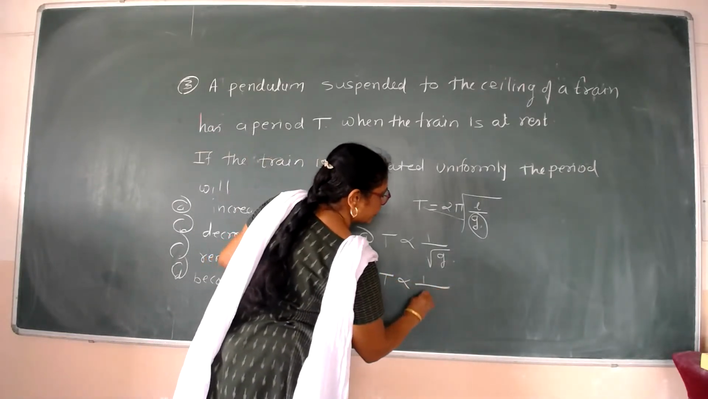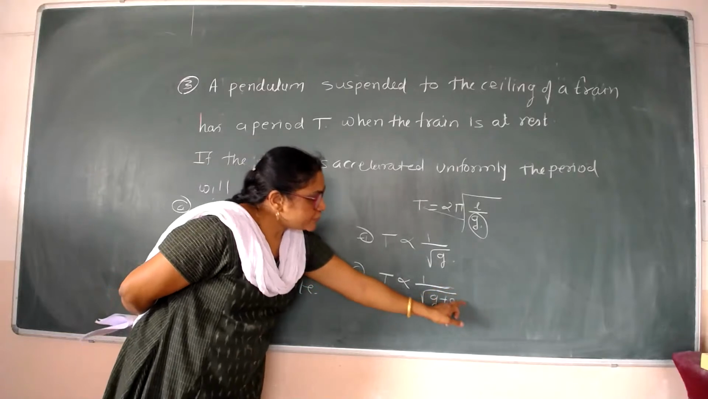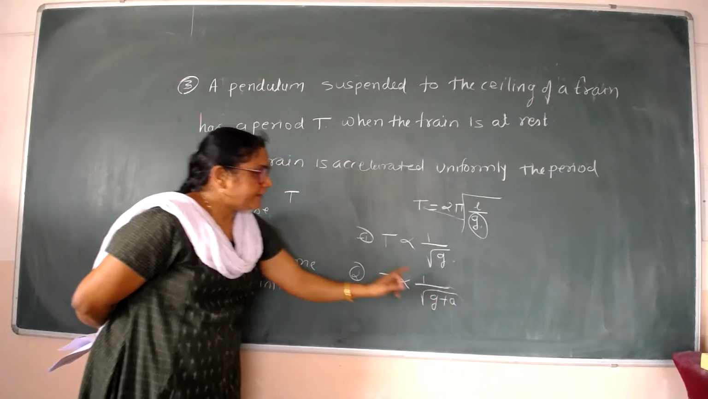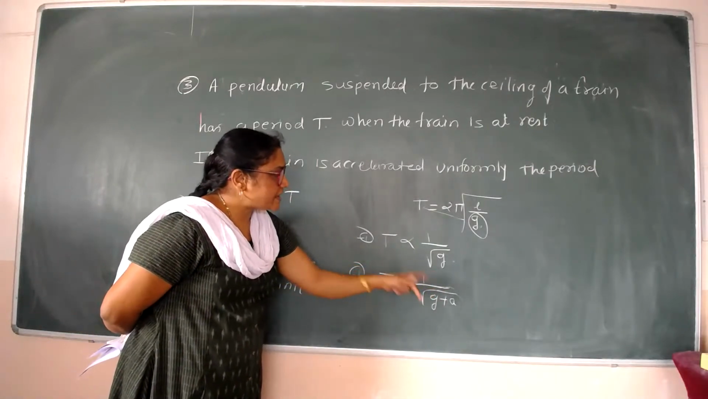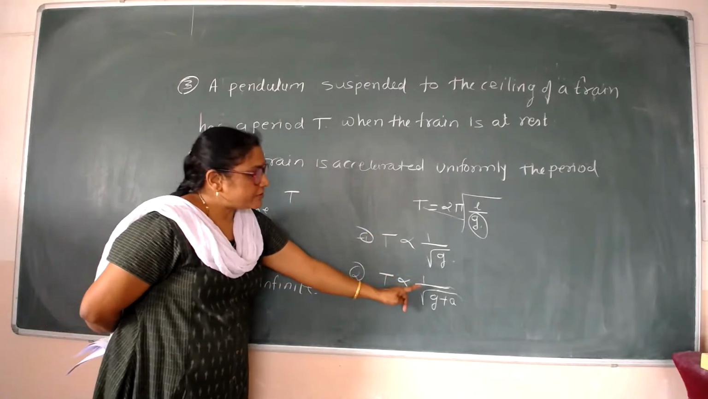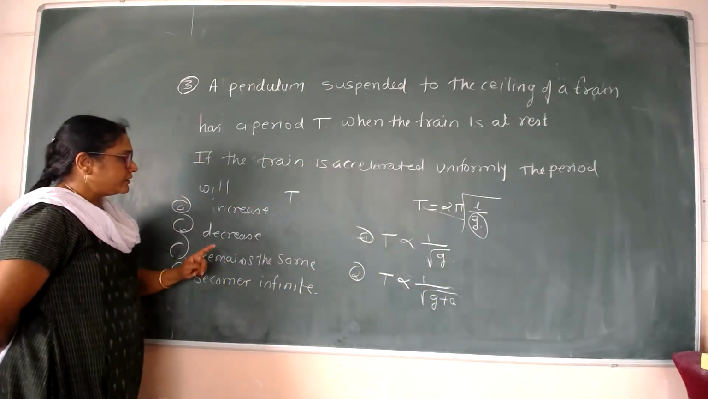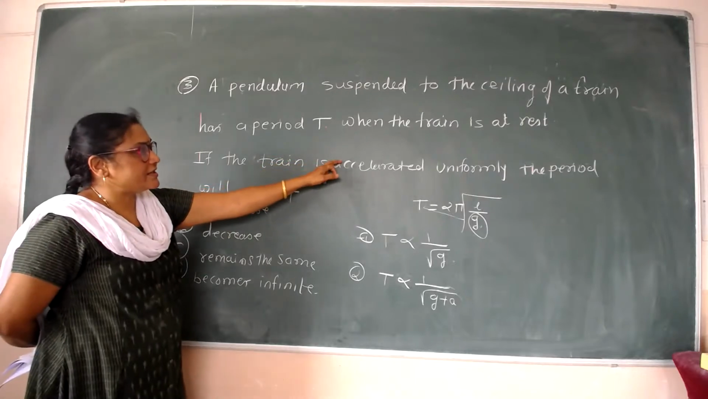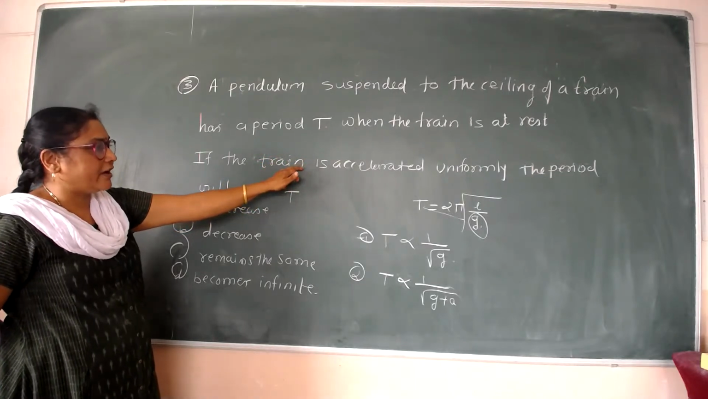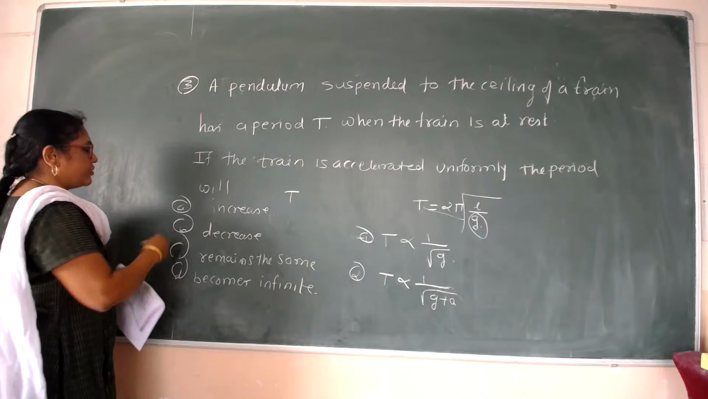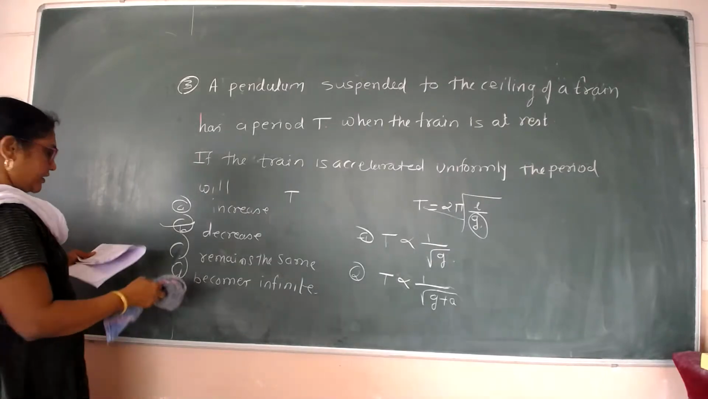So T is inversely proportional to root of g plus a. Then what happens here? The value of g goes on increasing, so the time period decreases. Both are inversely proportional to each other. When g decreases, the time period increases, and when g increases, the time period decreases. So remember this formula. The acceleration increases because there is acceleration due to gravity g as well as the acceleration of the train a, which means the time period goes on decreasing. So option B is correct. See the next one.